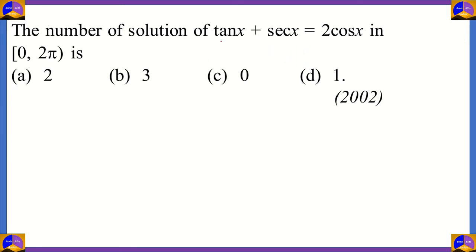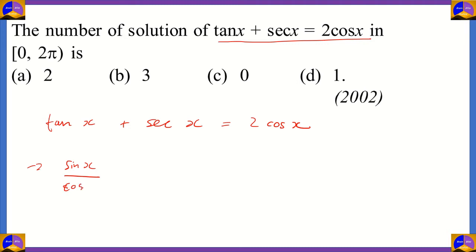So first of all, let's find out the expression. The expression is tan x plus sec x gives you 2 cos x. Now, tan x can be written as sine x divided by cos x. And sec x is essentially the same as 1 by cos x. And the right hand side still remains the same, 2 cos x. Now, cos x is common here. So what we can do is we can take it to the right hand side.